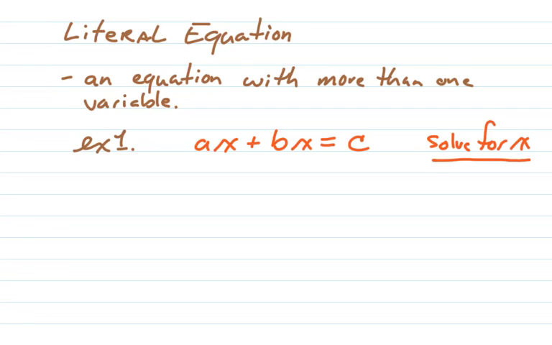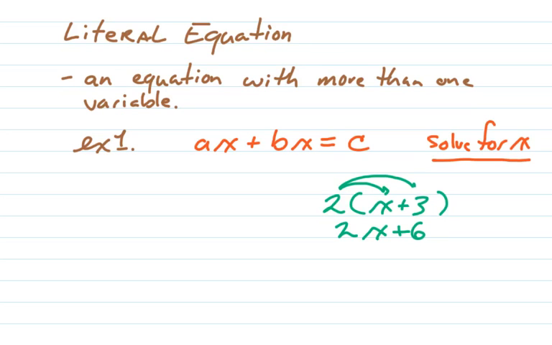If you remember, if you have 2 times x plus 2, actually, let's make this a 3. You can distribute that 2 into the x and the 3: 2 times x plus 6. Going this way, that's called distribution, when you simplify it that way.